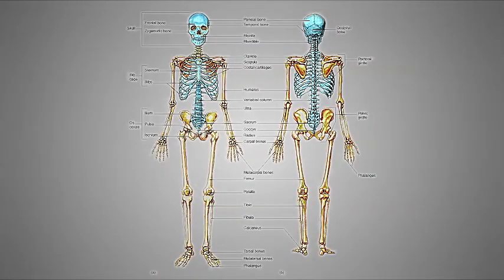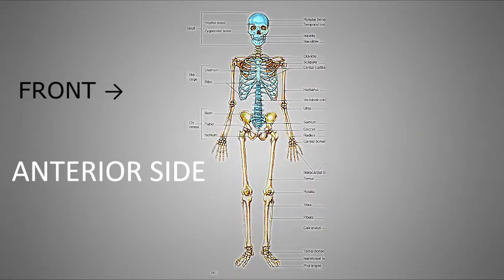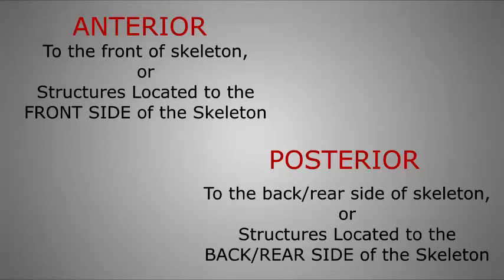This picture shows the human skeleton from front and from back. The front side of the skeleton is called the anterior side, and the back side of the skeleton is called the posterior side. You can pause the video and note down the definition of the words anterior and posterior.